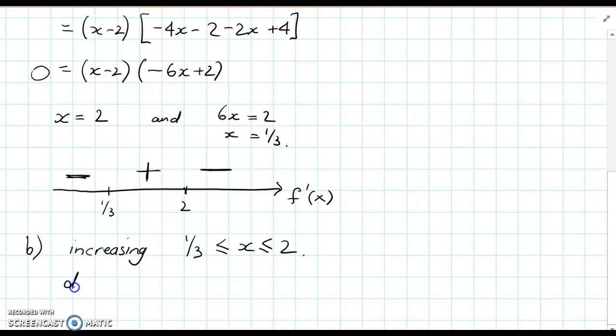And if we're looking at the decreasing sections, that is where the slope is negative. We have x is less than or equal to positive 1/3, or x is greater than or equal to 2. So increasing and decreasing functions based from our sign diagram.